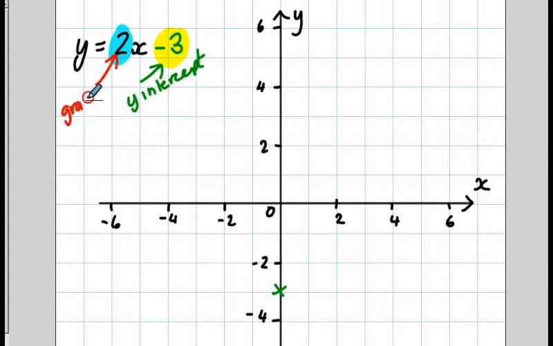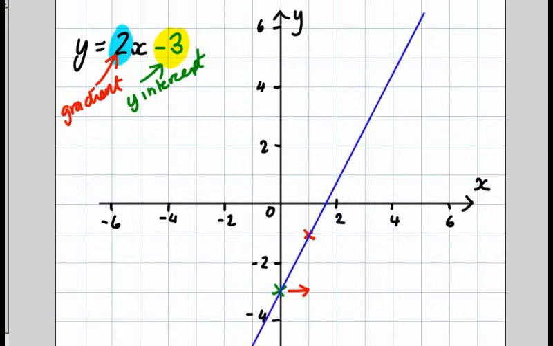The second most important number is the 2 that's in front of x. It's called the gradient. It tells you the steepness. In this instance, the graph has a gradient of 2, which means when we go 1 to the right, we go up 2. So I count up 1, 2, and put my second cross. And the good news about straight line graphs is you only need 2 points to accurately draw it. So if I join up those two, there you go, then label it y equals 2x minus 3. I've accurately plotted and drawn the graph of y equals 2x minus 3.